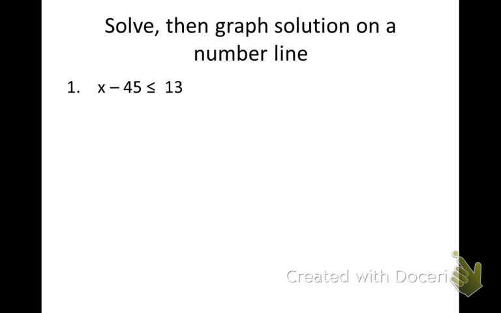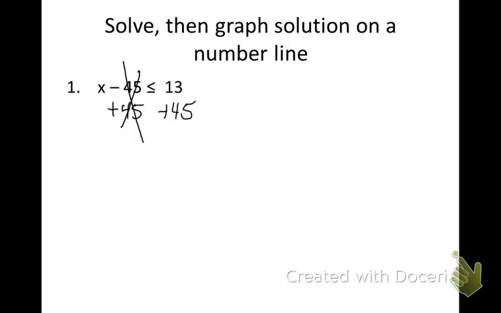So to solve these problems, right now in this lesson we're just going to work with adding and subtracting. You won't see any multiplying and dividing. And basically they're done exactly like equations are, just remembering to do the inverse operations and doing the same thing to both sides. So again, I always start on the side with the variable, x minus 45. So pretend like this is an equation. We would add 45 to both sides. So I'm going to add 45 and add 45.